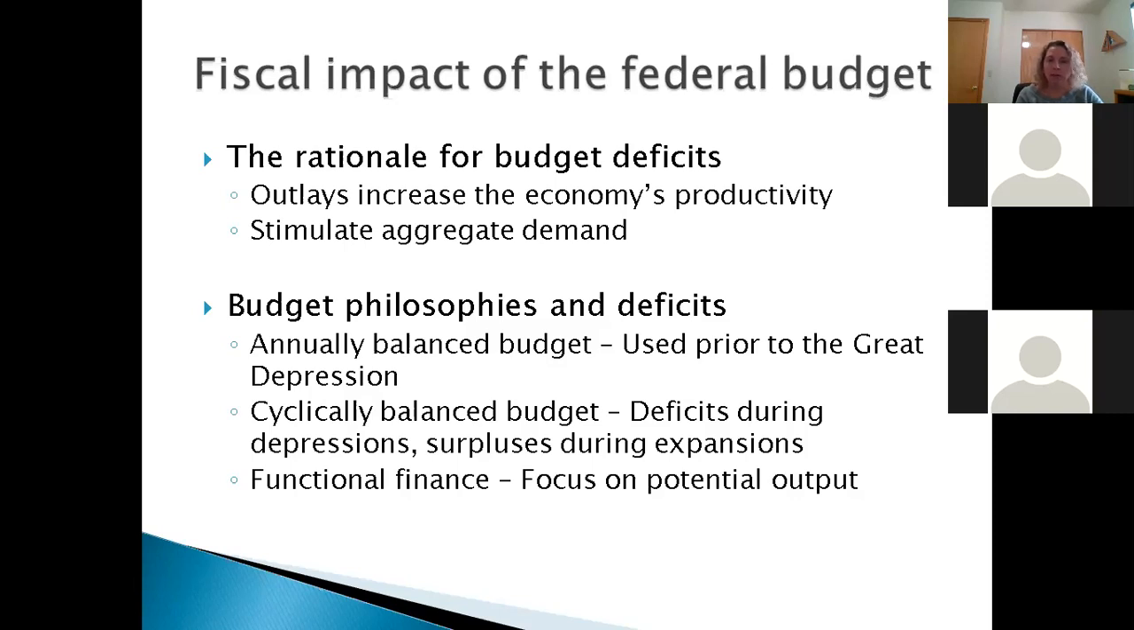So cyclical speaks to business cycles, so the ups and downs of the business cycle. So a cyclically balanced budget would be one in which we did have budget deficits during times of recession because the government was trying to stimulate the economy, because the government was trying to get that multiplication effect going. So the government would take on debt during times of recession in order to help the economy and help that multiplication.